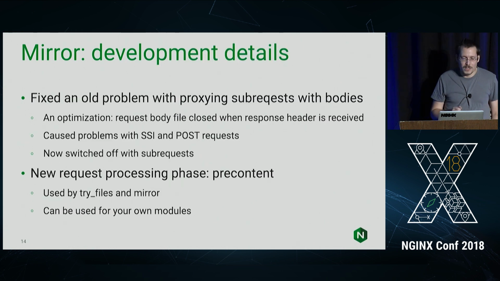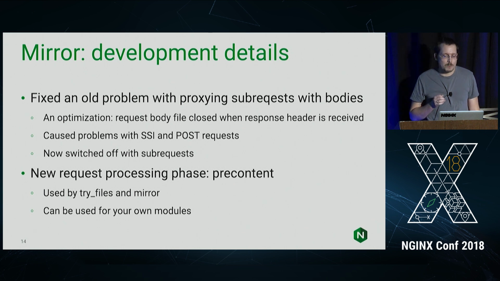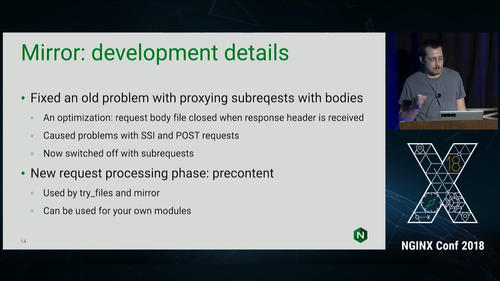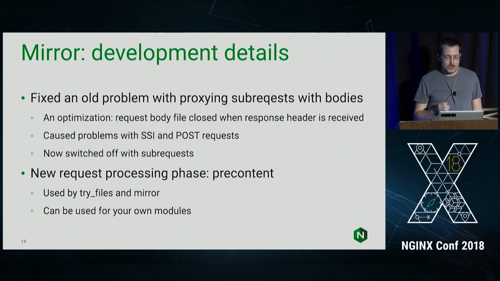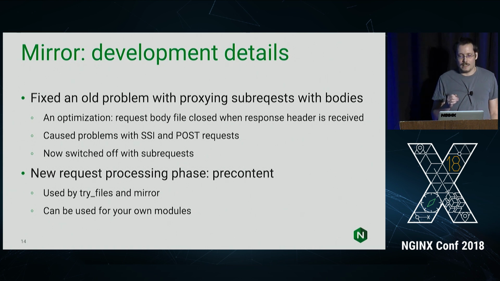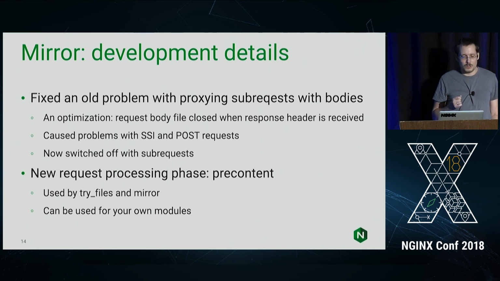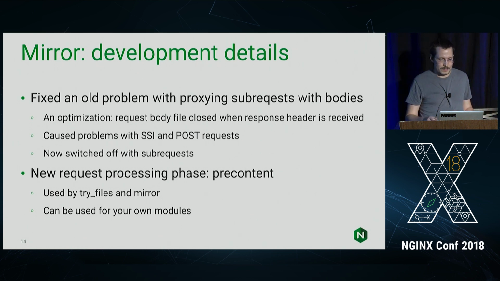While working on the mirror module, we've also fixed an old problem affecting proxying of sub-requests when there is a request body, and also introduced a new request processing phase, pre-content. This phase is currently used for try_files and mirror, and can also be used in your own modules.